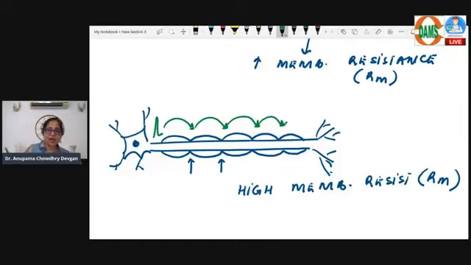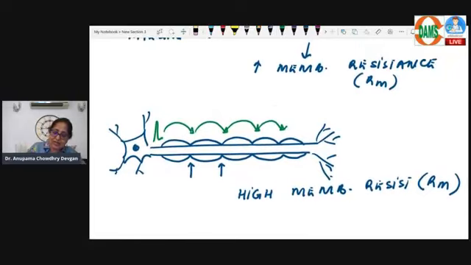It jumps from one area of low resistance to another area of low resistance, and this is known as saltatory conduction.